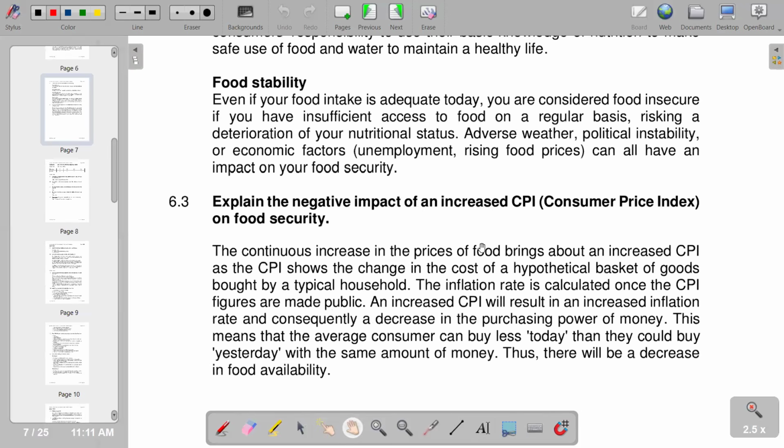6.3, explain the negative impact of increased CPI, which is Consumer Price Index, on food security.